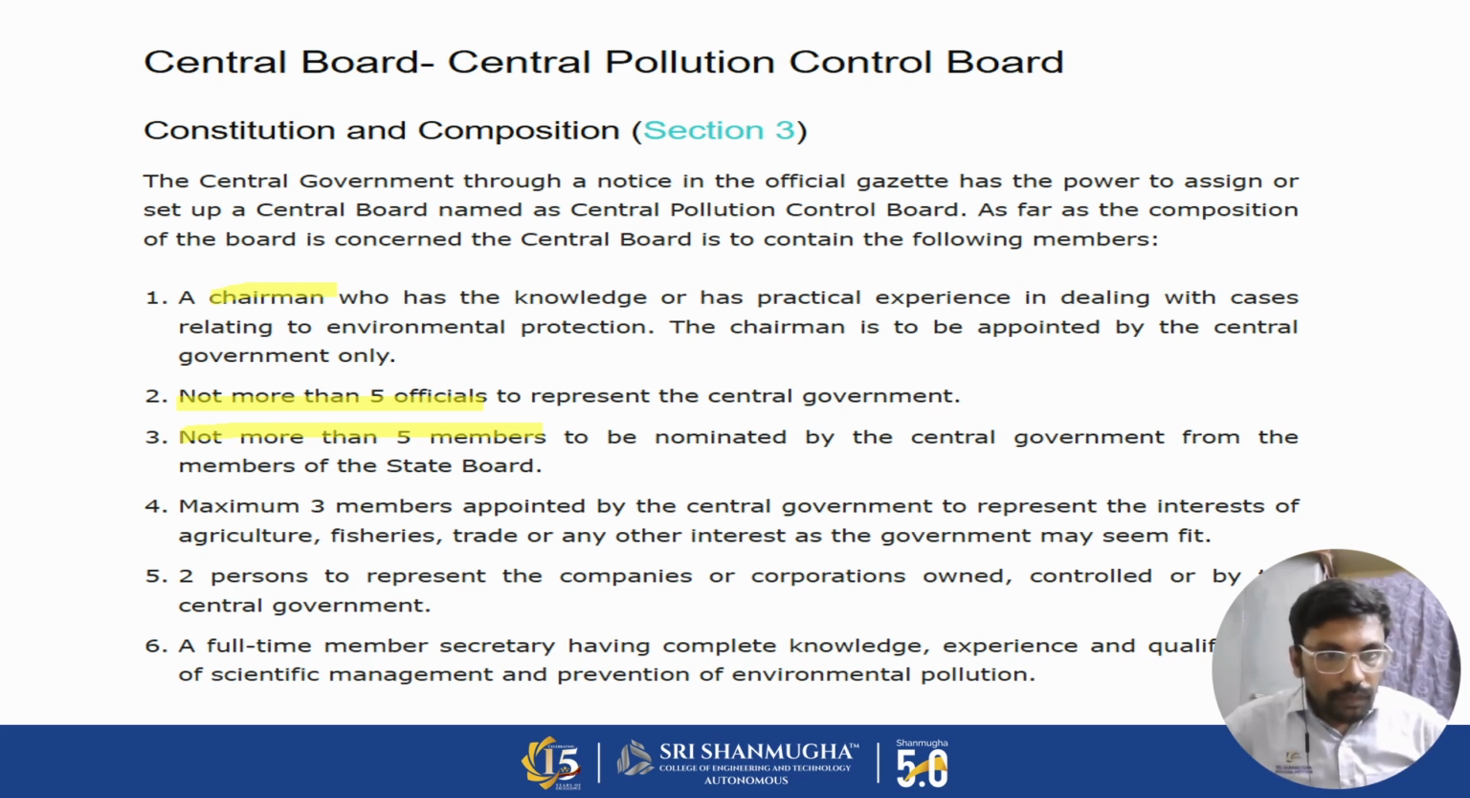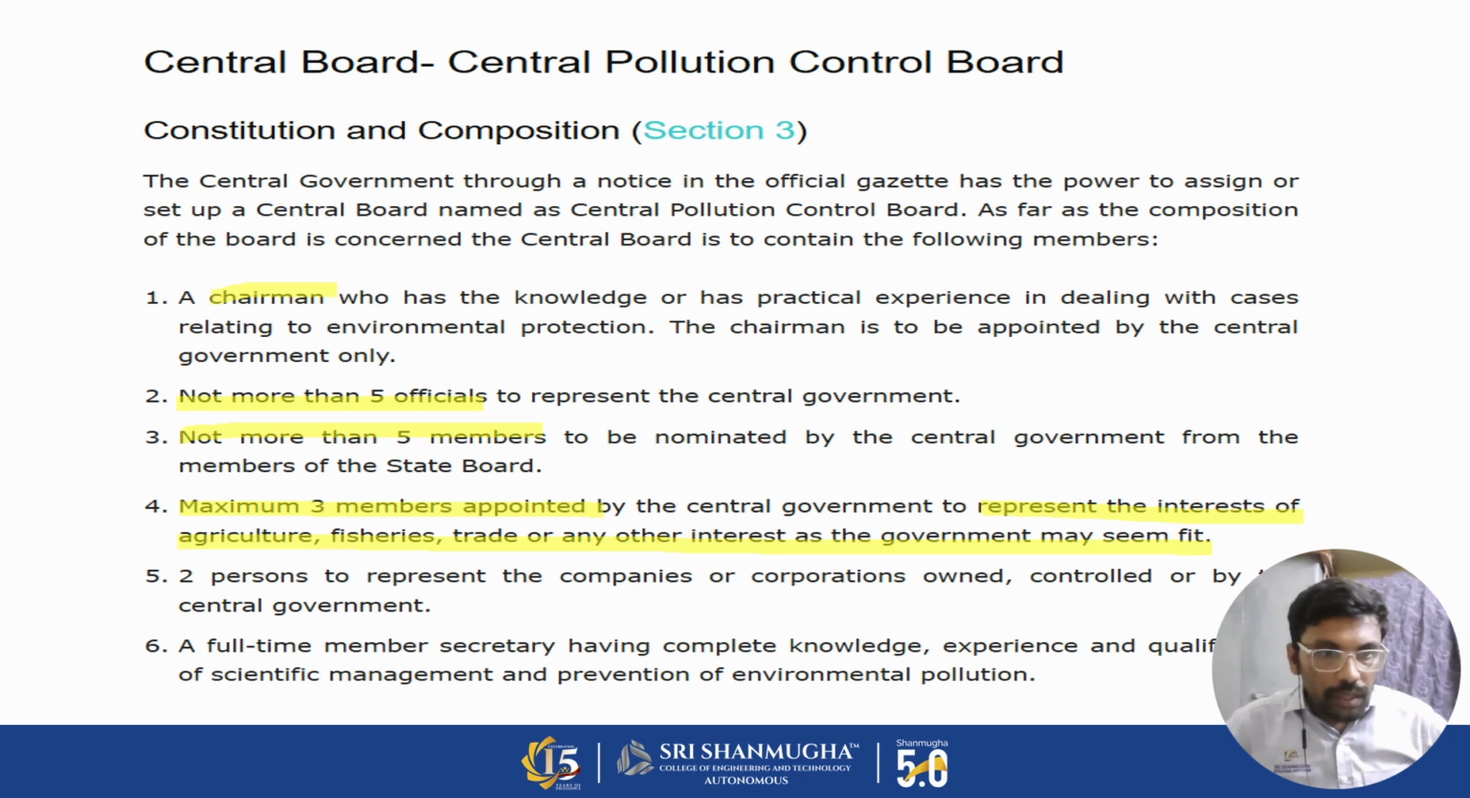After that, a maximum of 3 members to be appointed by the central government to represent the interest of agriculture, fisheries, trade or any other interest as the government may deem fit. So only 3 members are appointed, based on the interest in the field of agriculture, fisheries, trade or any other interest the government may deem fit.